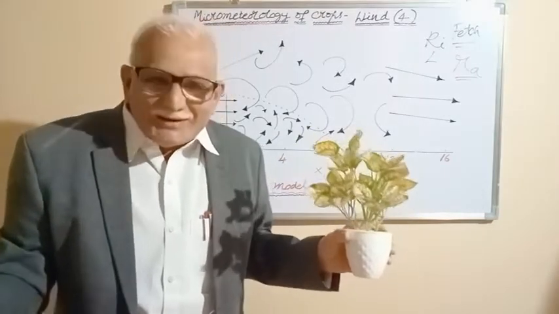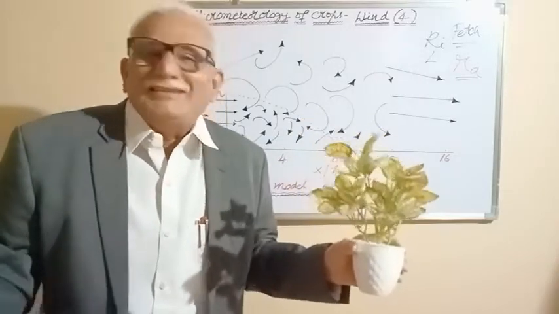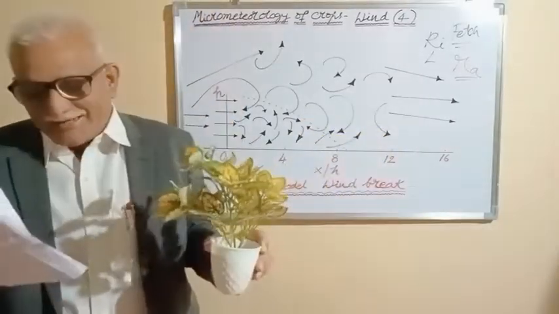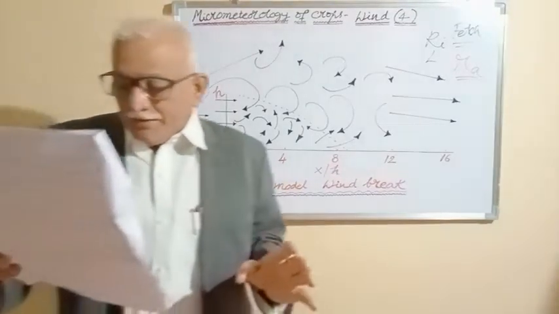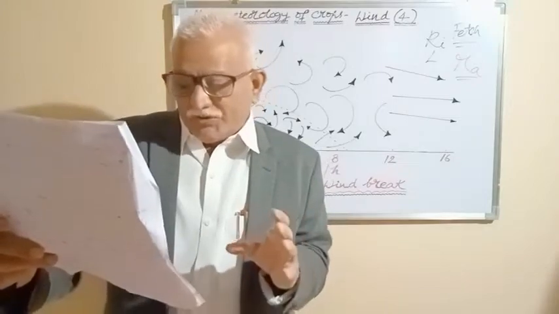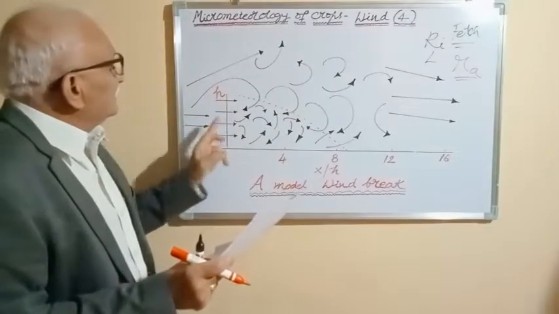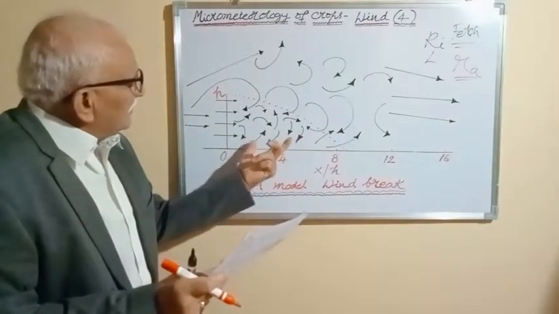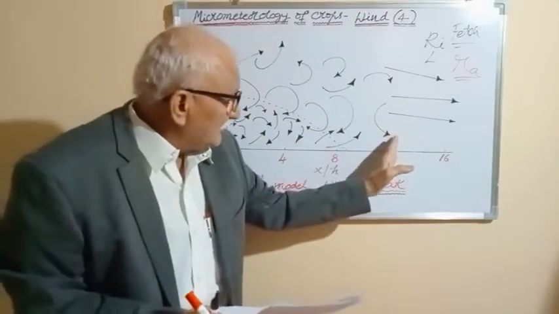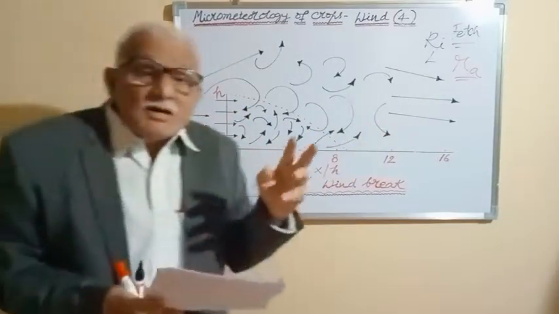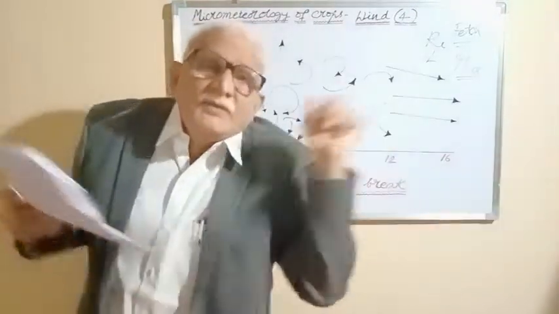thereby lodging is not there, soil erosion is not there, photosynthesis is increased, crop yields are increased. That is the advantage. Second thing, in general, the windbreak will decrease the wind speed at the most a few times the height. You see, this is the height of the windbreak. It reduces the wind speed, even though a little turbulence is there. Sometimes the wind speed is reduced up to 20 times the height of the windbreak.